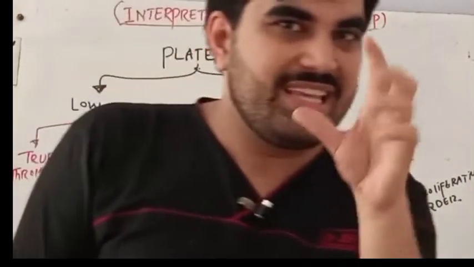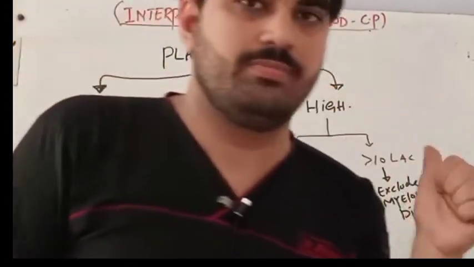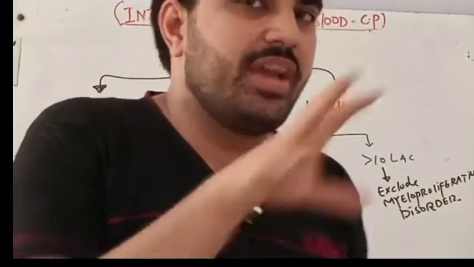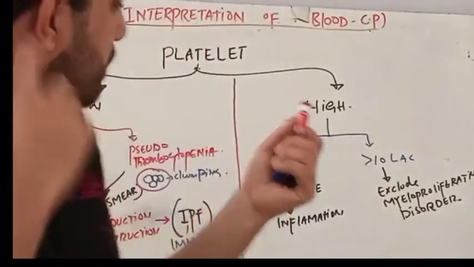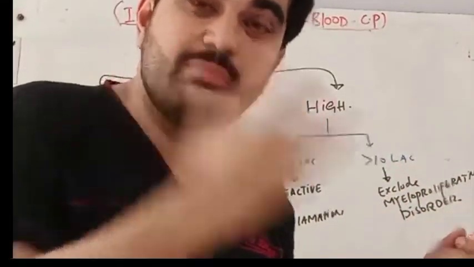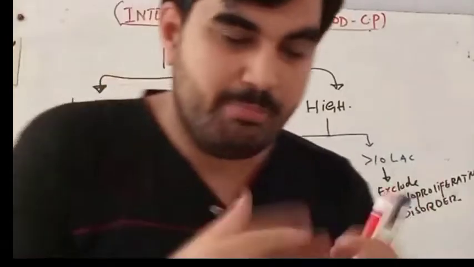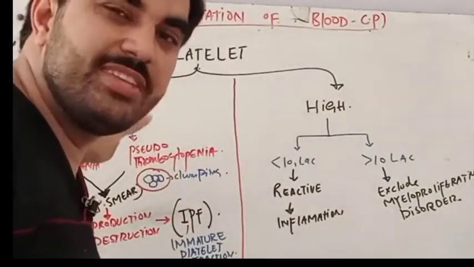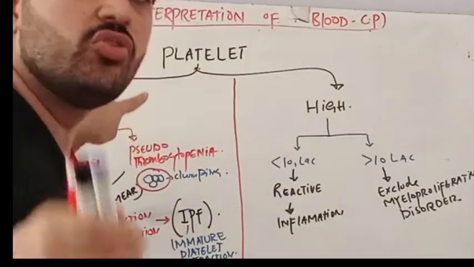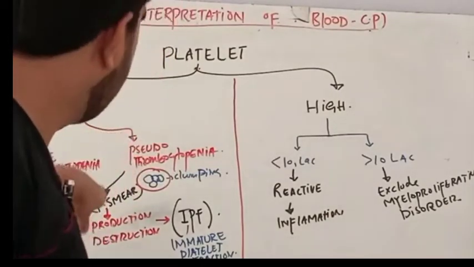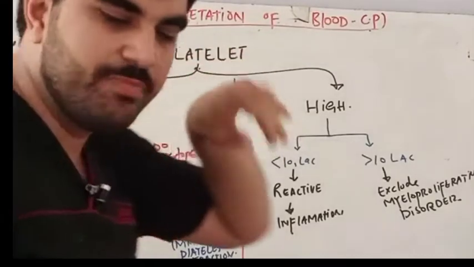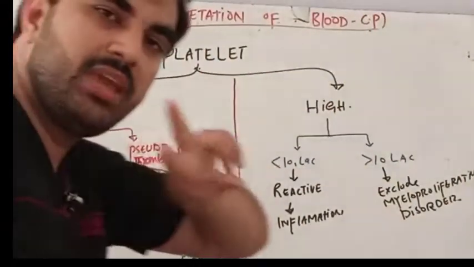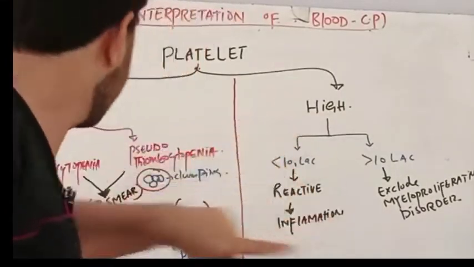The machine that is used for the blood CP cannot differentiate between the platelet and WBC. So it gives the clumped platelet as WBC. So how can you differentiate between the two? If there is a thrombocytopenia, you must go for peripheral smear. The peripheral smear can tell you whether it is true or pseudo thrombocytopenia. If there is clumping, pseudo. If there is no clumping, true.